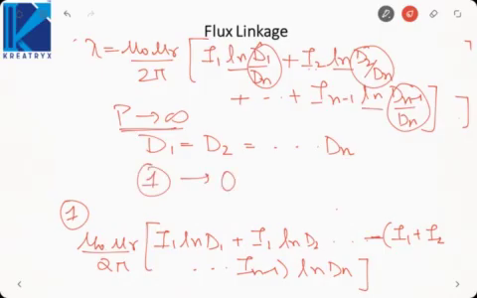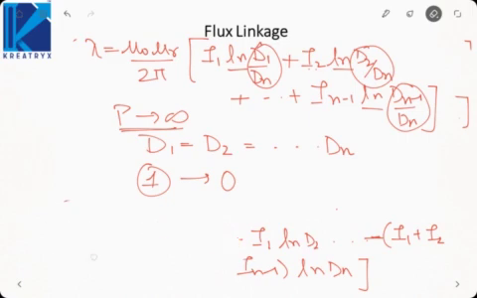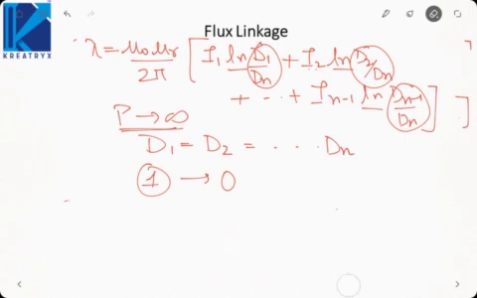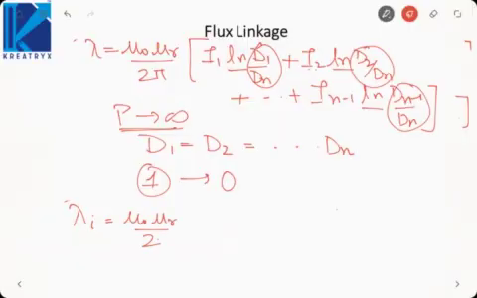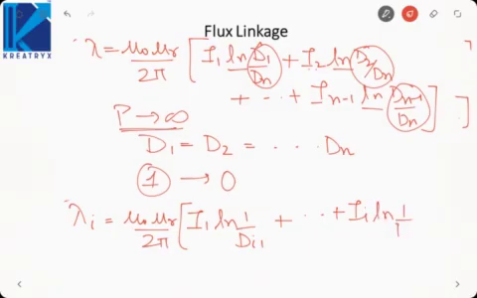So we are left only with the second term, due to which the flux linkage of any conductor now becomes mu naught mu r by 2 pi, I1 ln 1 by di1, plus Ii ln 1 by dii, plus In ln 1 by din.